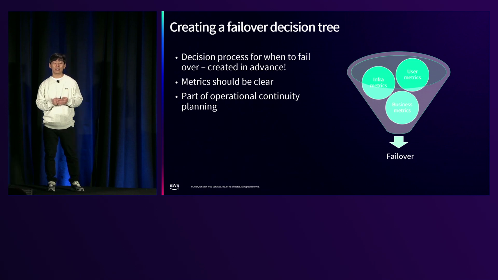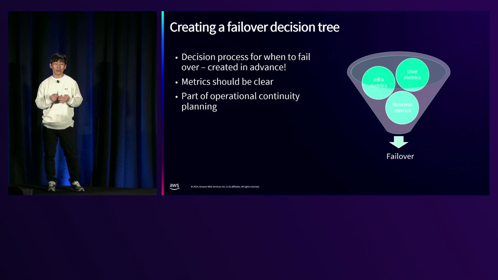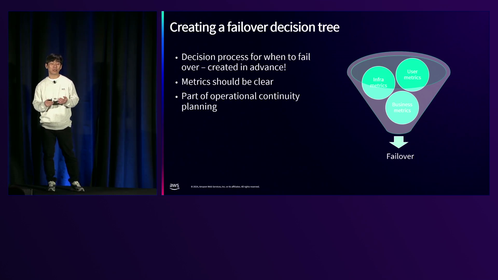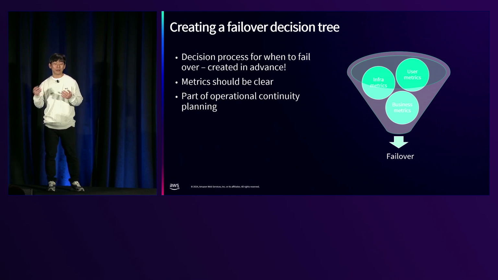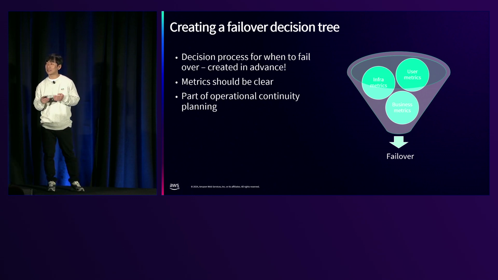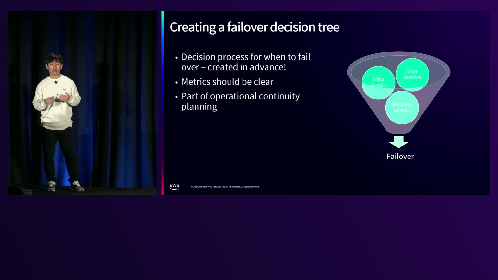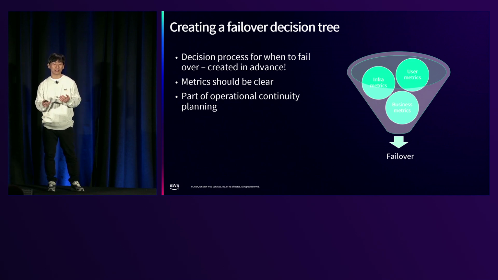Second, integrate your decision tree into your overall operational continuity strategies. It should align with your business continuity plans to ensure that your failover decisions support broader organizational goals. Also involve cross-functional stakeholders across technical teams, business leadership, customer support, and other relevant groups to balance technical considerations with business needs. By creating a clear, well-defined failover decision tree ahead of time, you will be well prepared to make quick, confident decisions when incidents occur.